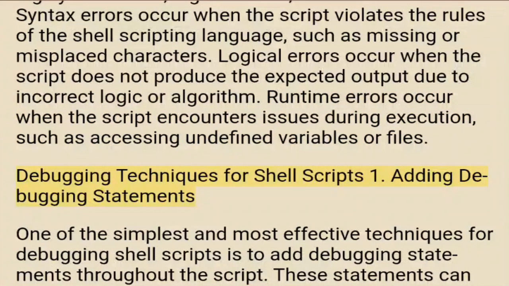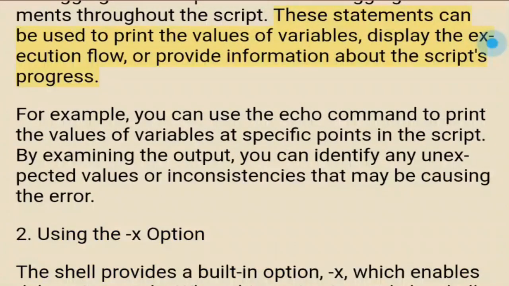Debugging techniques for shell scripts. 1. Adding debugging statements. One of the simplest and most effective techniques for debugging shell scripts is to add debugging statements throughout the script. These statements can be used to print the values of variables, display the execution flow, or provide information about the script's progress. For example, you can use the echo command to print the values of variables at specific points in the script. By examining the output, you can identify any unexpected values or inconsistencies that may be causing the error.